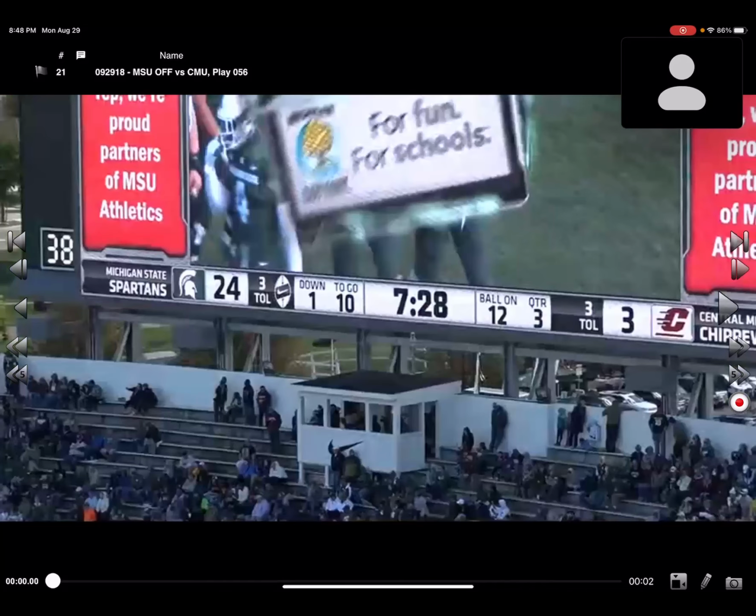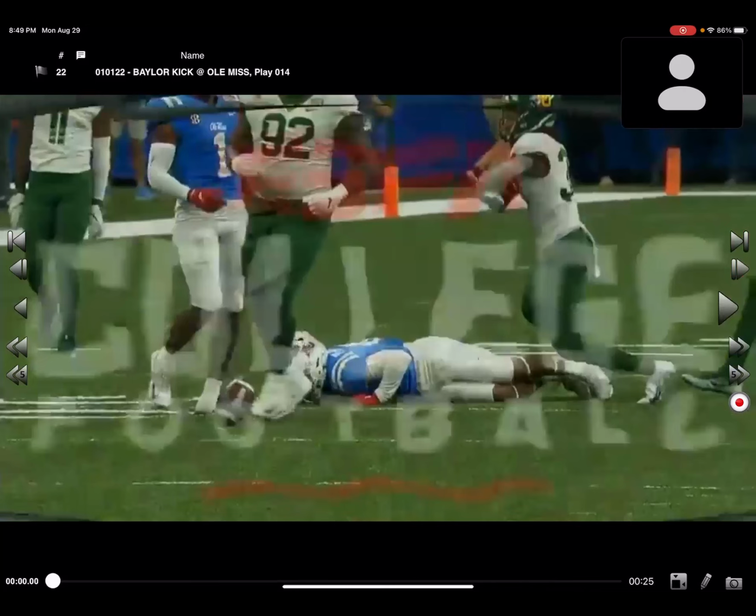We already went over kick plays of an airborne ball going out of bounds. I'm just going to show you one of a punt play.